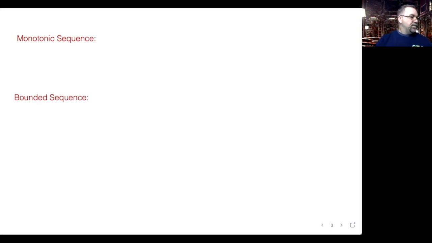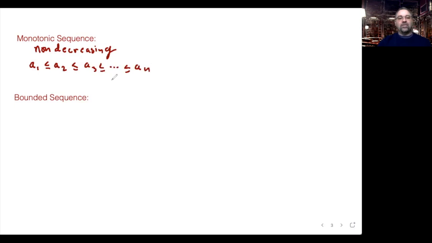Moving on, a monotonic sequence. Monotonic sequences are sequences where the terms of the sequence do one of two things. There is either a non-decreasing one, where A1 is less than or equal to A2, less than or equal to A3, less than or equal to all the way up, A sub N. That's what we mean by non-decreasing. You're like, well, why don't we just call it increasing? Well, they could all be equal, and we'd still be considered monotonic.